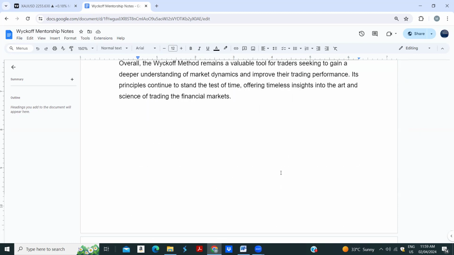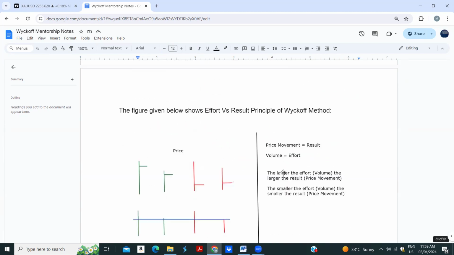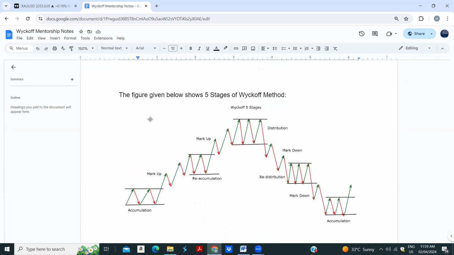All right. So I'm going to show you the 5-stage cycle now. Now, this is a 5-stage cycle. Here you can see that the smart money is quietly accumulating the shares at lower prices.